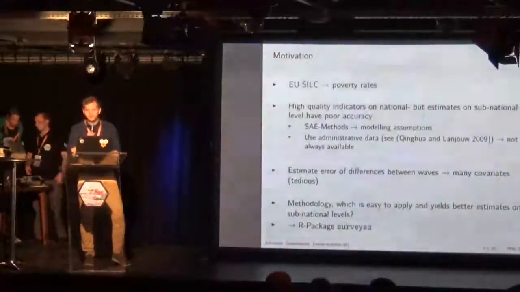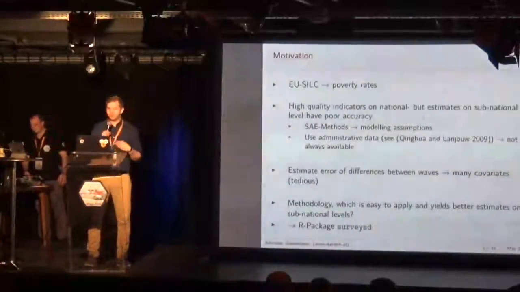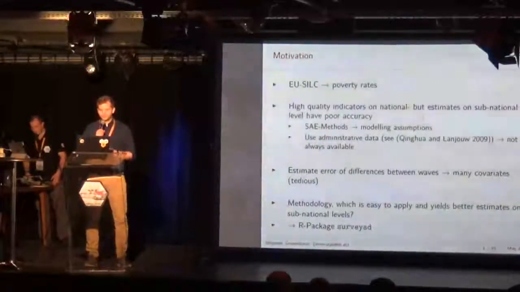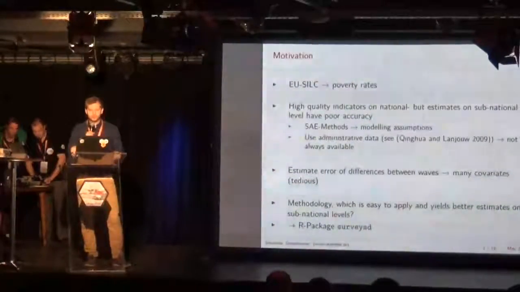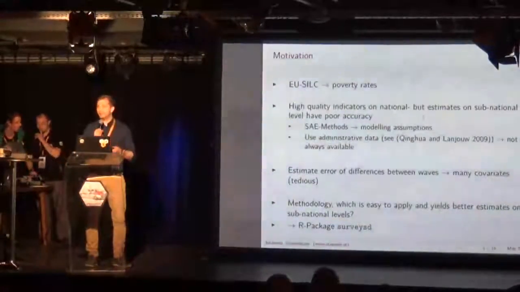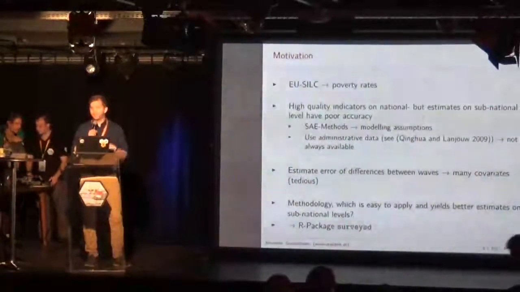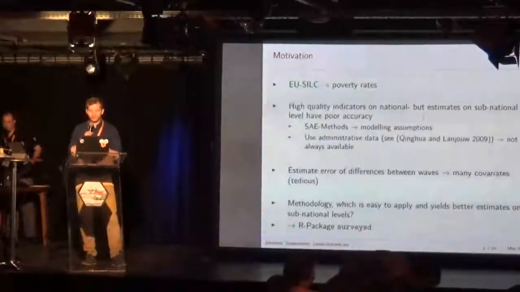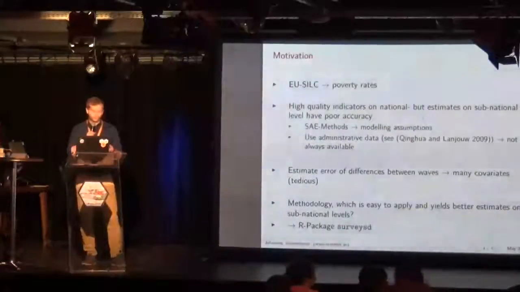The first one would be that if you go to a subnational level, you generally have a poor accuracy. And the other main difficulty is that generally, if you have a complex sampling design and you have this panel rotation, then estimating standard errors can become very complex very quickly. So this is where the surveysd package should come into place, which should help with those problems.